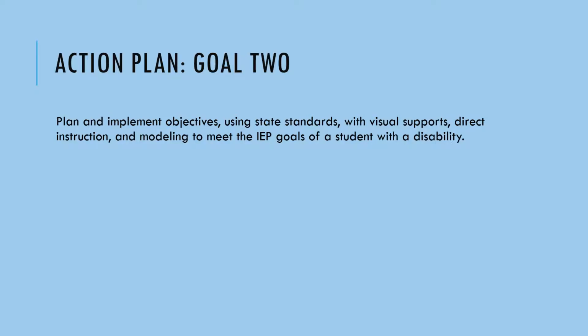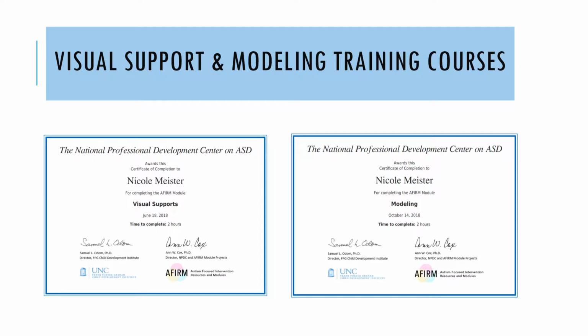Goal 2 of my action plan is to plan and implement objectives using state standards with visual supports, direct instruction, and modeling to meet the IEP goals of a student with a disability. The first and second action steps under Goal 2 were to complete the visual support and modeling training courses from the Affirm website, which offers autism-focused intervention resources and modules.